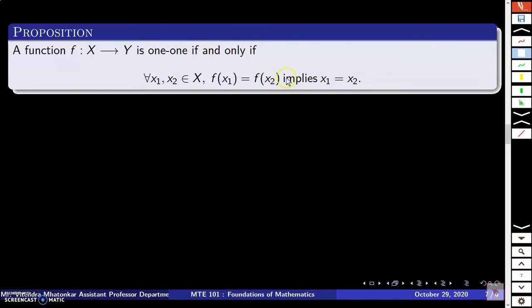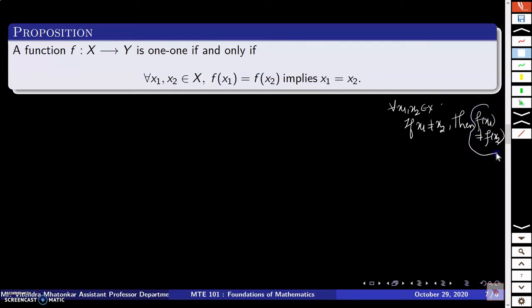What does the definition of 1 1 say? F is 1 1 means for every x1 and x2 in X which are different, then their images are different, right? This is the definition of 1 1 function. Then what is the contrapositive of this?